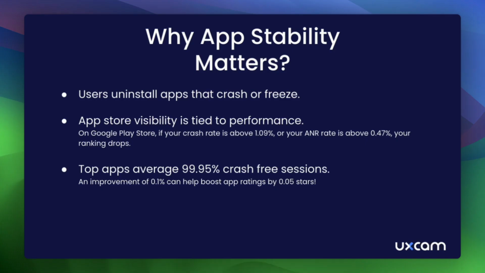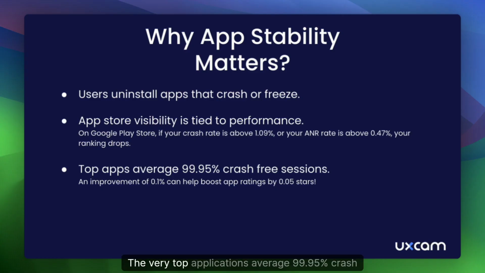And on Google Play, if your crash rate is above 1.09% or your ANR rate is above 0.47%, your ranking drops. The very top applications average 99.95% crash-free sessions, which means that if you improve by just 0.1%, this can boost your app rating by around 0.05 stars. This also directly impacts your retention, growth, and app reputation.